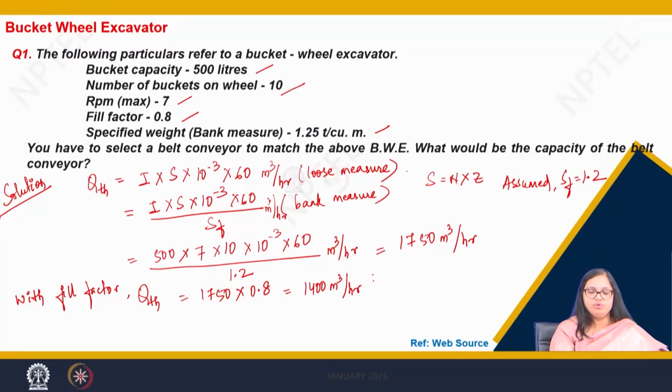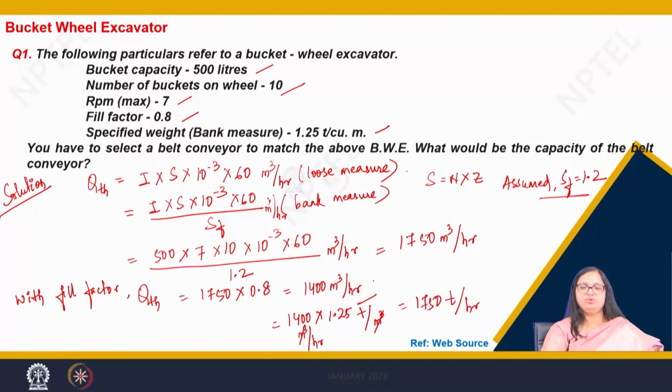And when I have to know what should be my belt conveyor capacity, this is 1400 cubic meter per hour, and if we have to convert it into ton, it is 1400 multiplied with 1.25, this is cubic meter per hour, this is ton per cubic meter. So, this gives me 1750 ton per hour. It all depends on what you have assumed your SF.